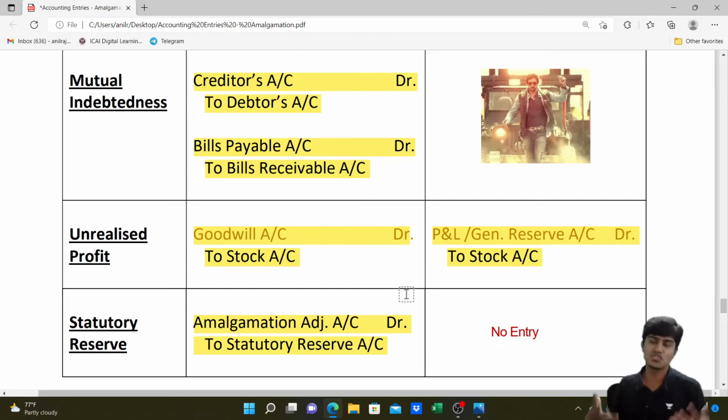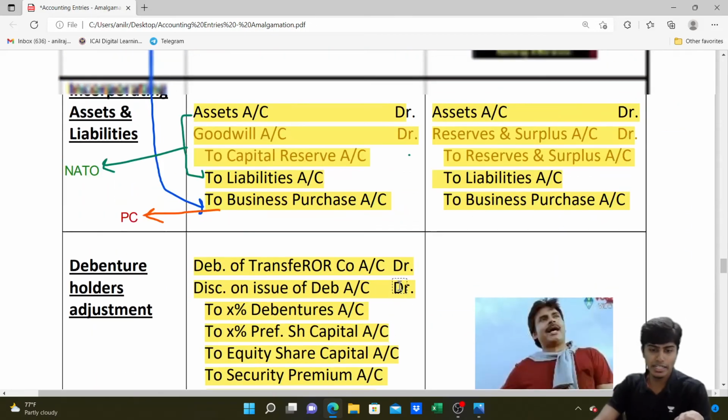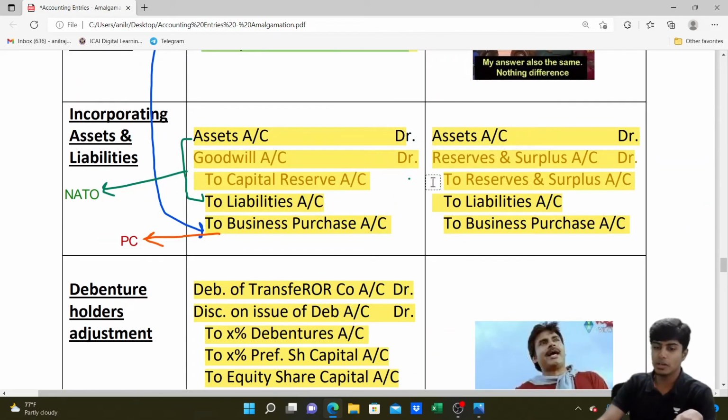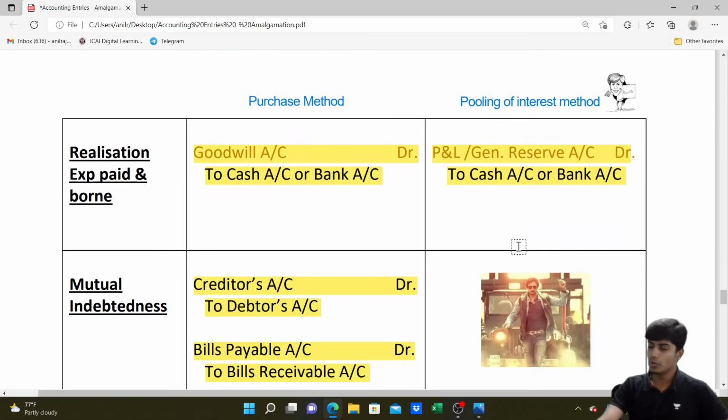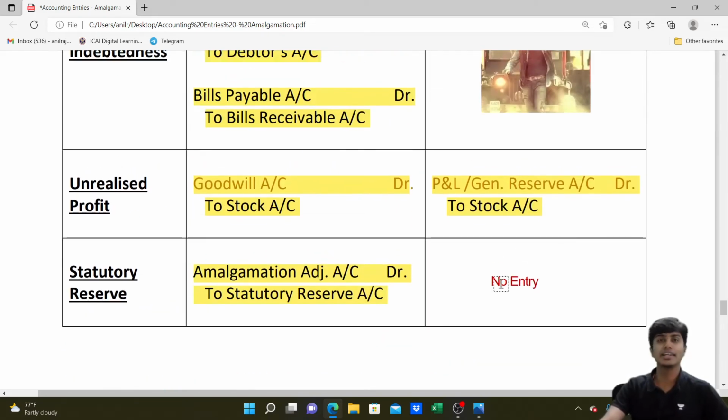So when the transferee company takes over all the assets and liabilities, including reserves, the transferee company has taken over the statutory reserve also. So such statutory reserve is already incorporated. Where? This we wrote, no second entry here. Assets account debit, liabilities account credit to business purchase. Here we would have credited such reserve. We would have already created such reserve. So we don't have to separately write another entry to record such statutory reserve. Got it, guys? That's it. This is how we account for all the transactions.